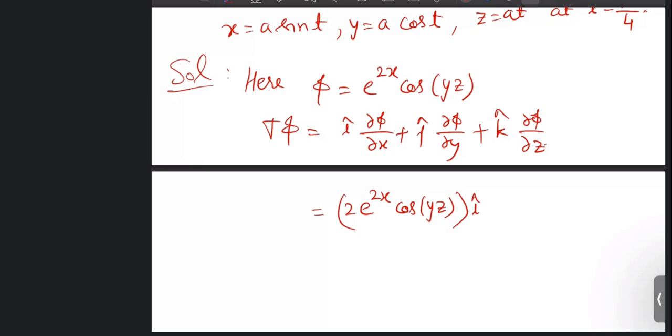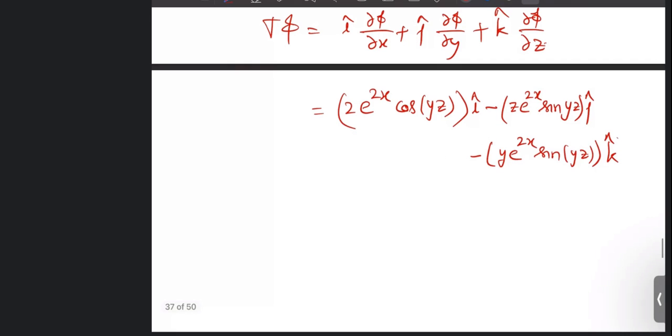into i, plus with respect to y, e raised to power 2x, as derivative of cos is minus sine, and the derivative of yz with respect to y is z. So it is equal to minus z into e raised to power 2x sine of yz into j. And the third part is derivative with respect to z, again derivative of cos is minus, and y e raised to power 2x into sine of yz into k.